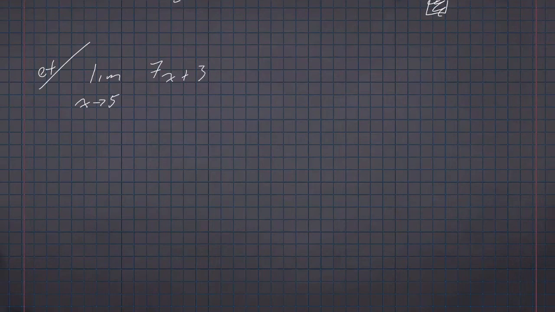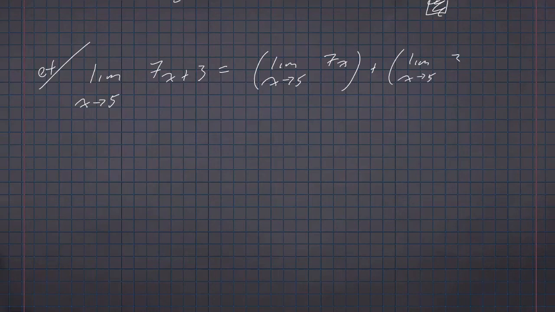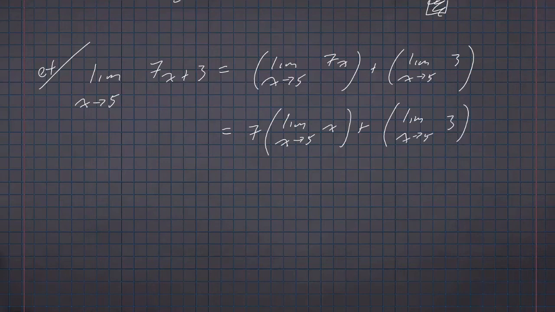So for example, I might want to look at the limit as x approaches 5 of 7x plus 3. By linearity, I can split this up into the limit as x approaches 5 of 7x plus the limit as x approaches 5 of 3. And also by linearity, I can split that first one up into 7 times the limit as x approaches 5 of x. And then this is still the limit as x approaches 5 of 3.